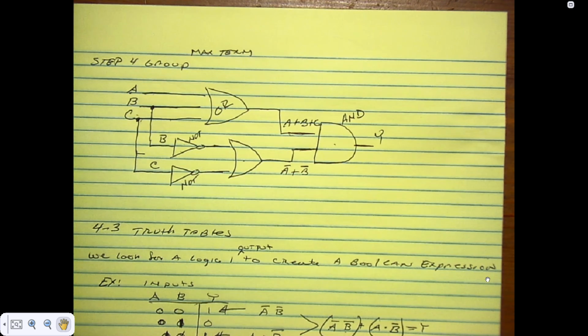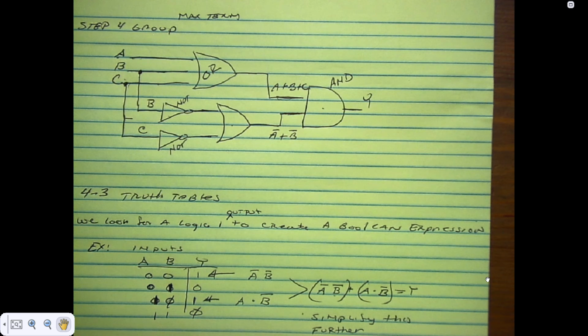So the second part of this is actually getting into the truth tables, and this is where we're going to use the truth tables instead of having just the Boolean equation. We're going to use truth tables to actually develop our Boolean equations, and then from there we can actually build our circuits. So 4-3 actually gets into the truth tables.